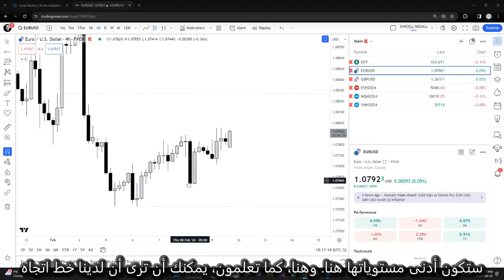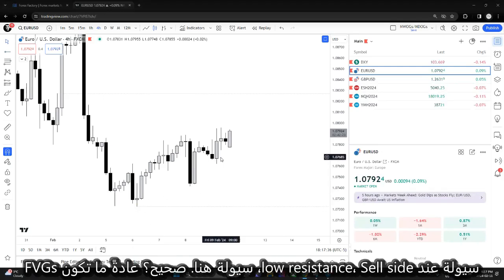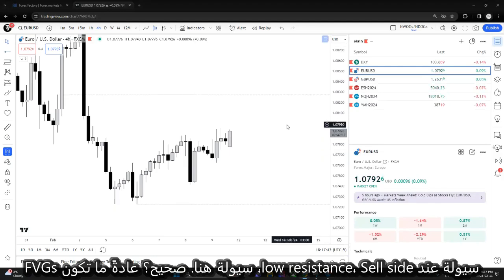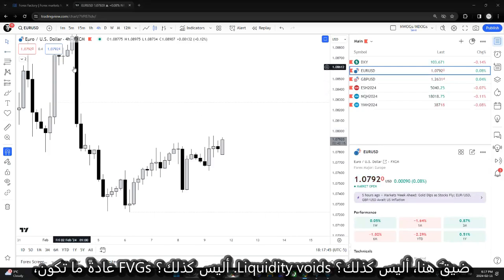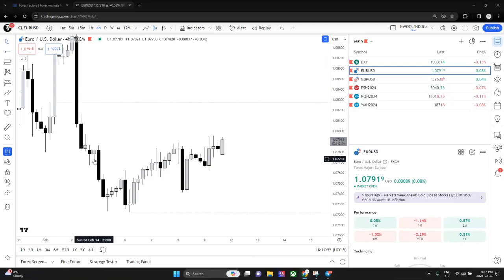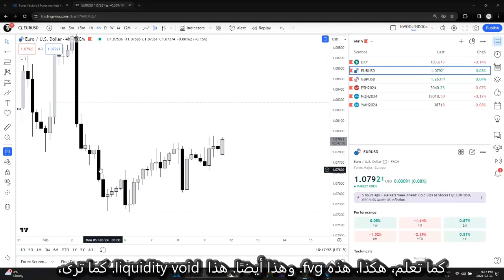And right here, you can see that we have trendline liquidity, or the low resistance sell side liquidity, right here. Fair value gaps are usually tight, like here, right? Liquidity voids are overextended, right? Fair value gaps are usually like this.